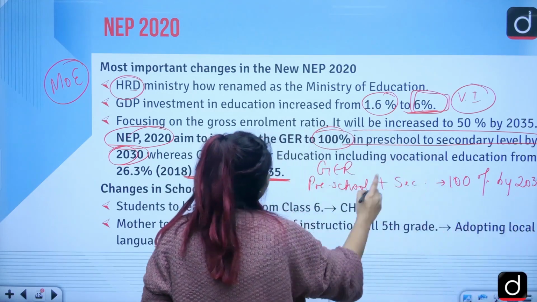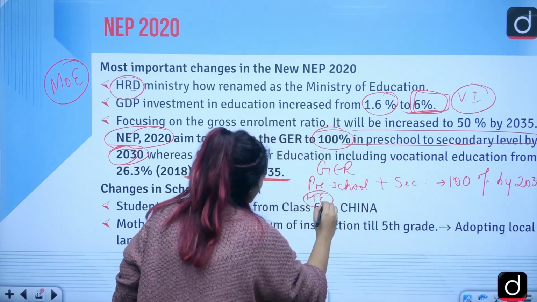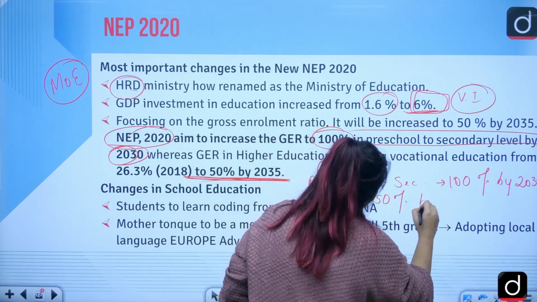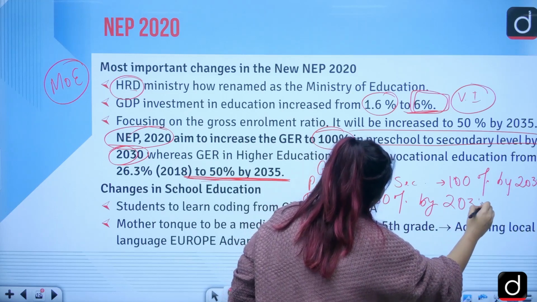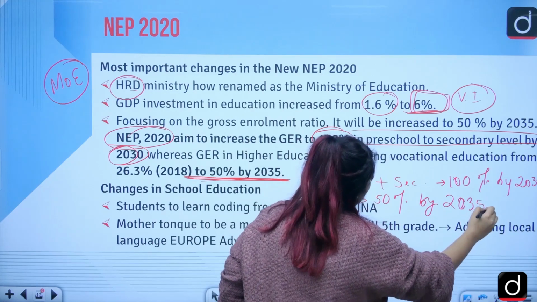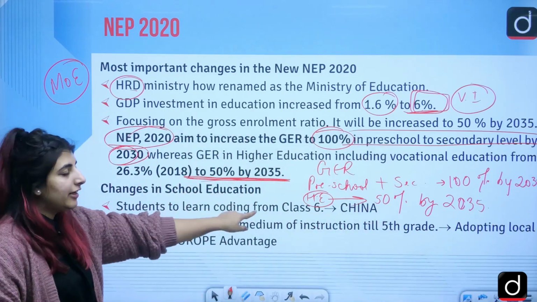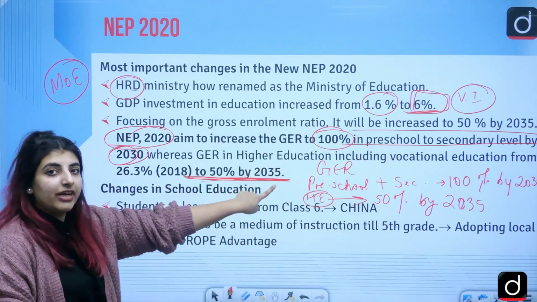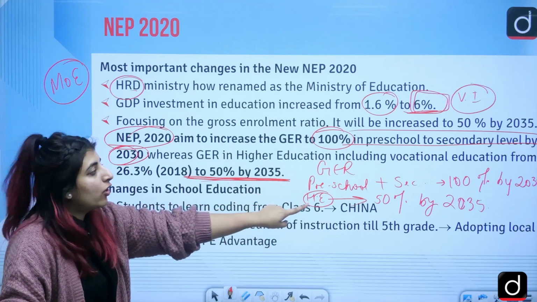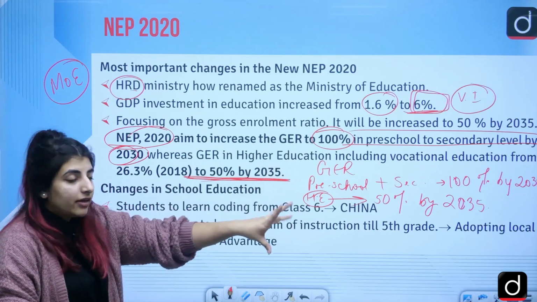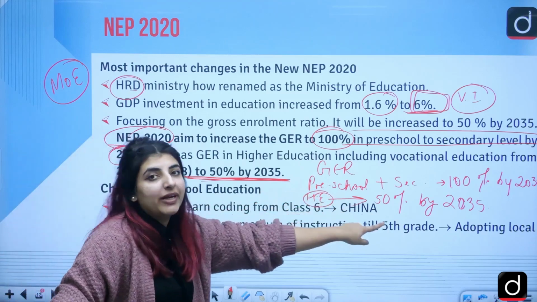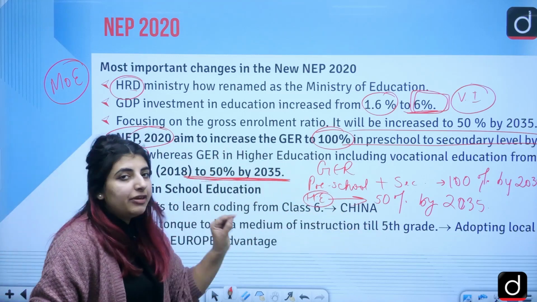And if we talk about the higher education part, that is 50% by the year 2035. So you guys can get confused in this very thing. So jot this thing down, because higher education is different from preschool and secondary education. In secondary education, the gross enrollment ratio has been talked about, including the year 2030 for preschool and secondary school. In higher education, it is 2035 and by 50%.